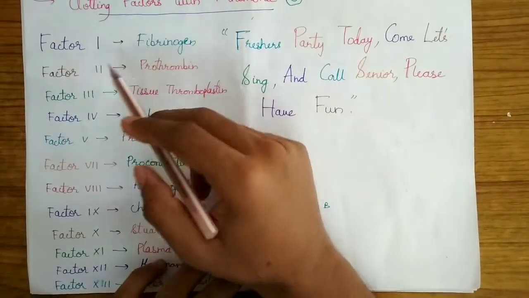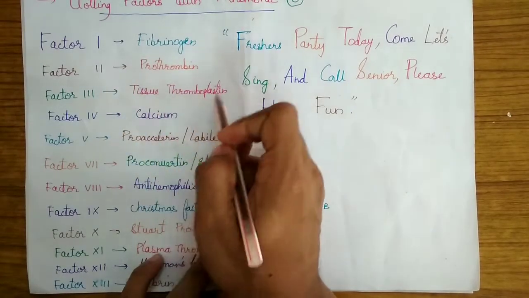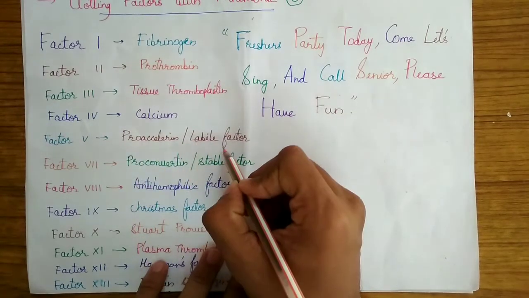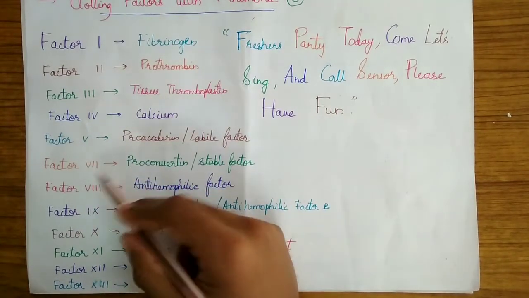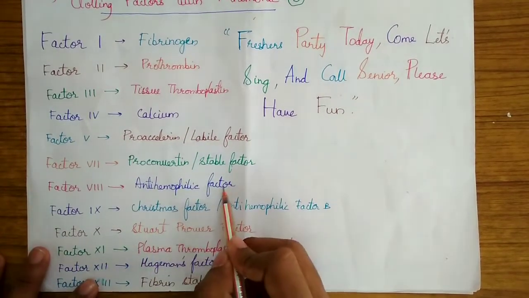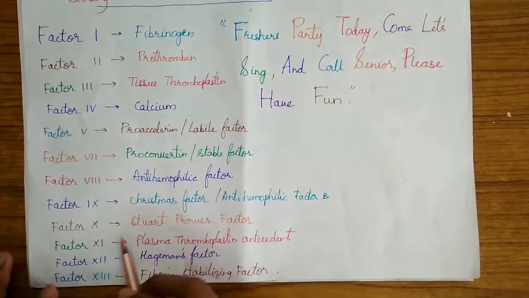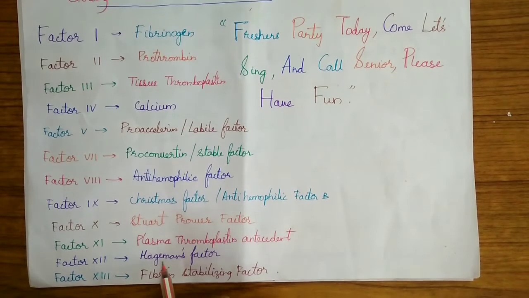So let's start. Factor 1 is fibrinogen, factor 2 is prothrombin, factor 3 is tissue thromboplastin, factor 4 is calcium, factor 5 is proaccelerin or you can also call it labile factor. There is no factor 6, so the next one is factor 7. It is proconvertin or stable factor. Factor 8 is anti-hemophilic factor. Factor 9 is Christmas factor or anti-hemophilic factor B. Factor 10 is Stuart-Prower factor. Factor 11 is plasma thromboplastin antecedent. Factor 12 is Hageman's factor and factor 13 is fibrin stabilizing factor.